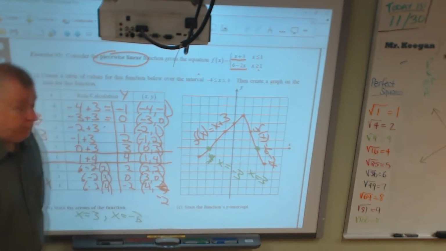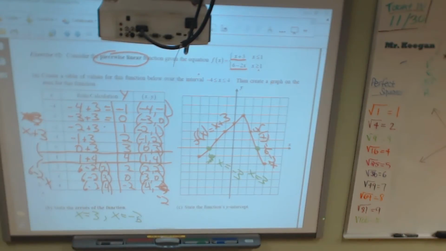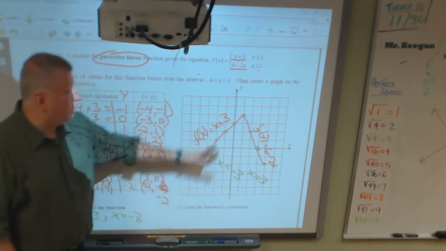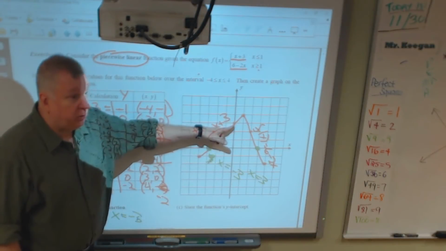What's the y-intercept? Y equals what? Where's the y-intercept? Where it crosses the y-axis? Here's where it crosses. 3.